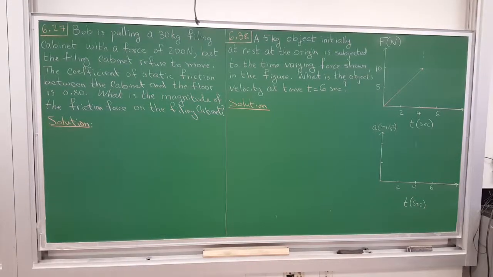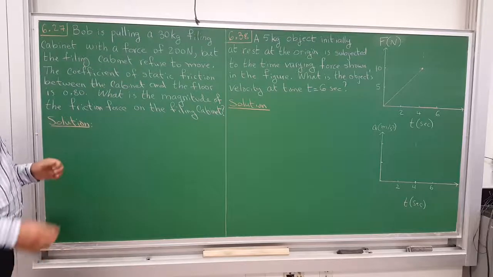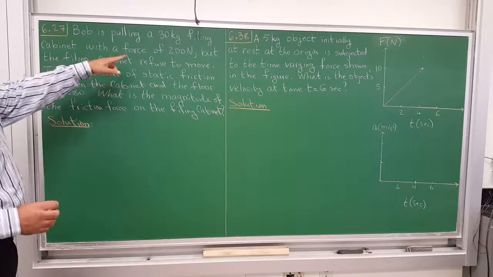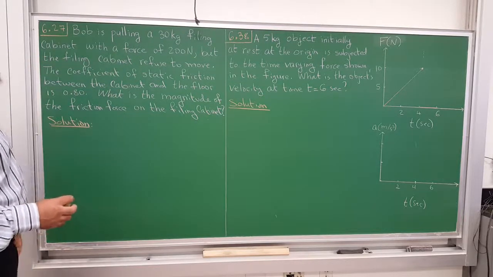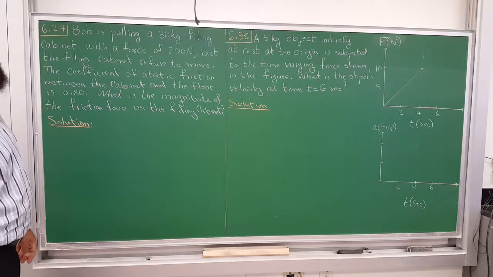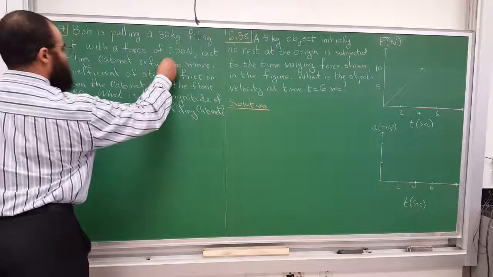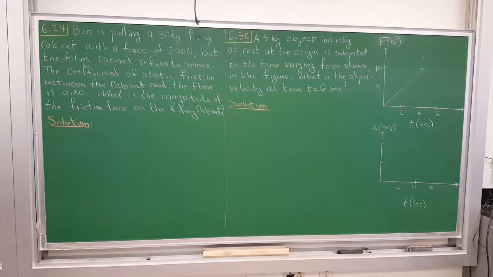All right, so we're still in chapter 6. It says here, Bob is pulling a 30-kilogram filing cabinet with a force of 200 newtons, but the filing cabinet refuses to move. It says the coefficient of static friction between the cabinet and the floor is 0.8. And what is the magnitude of the force of friction on the filing cabinet?